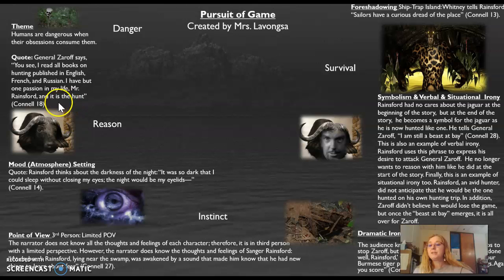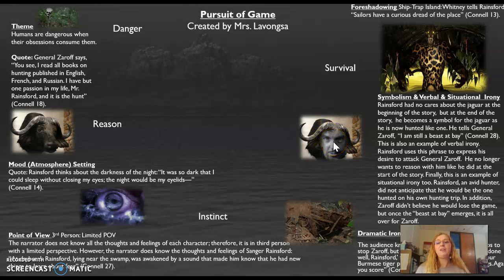Okay, and here's an image of the water buffalo that Rainsford and General Zaroff talk about. And I wanted to use that because that's when General Zaroff tells him that there is an animal that's more dangerous than the water buffalo. And then I chose this image here of the water buffalo, but I put General Zaroff's face here because he actually becomes hunted at the end.